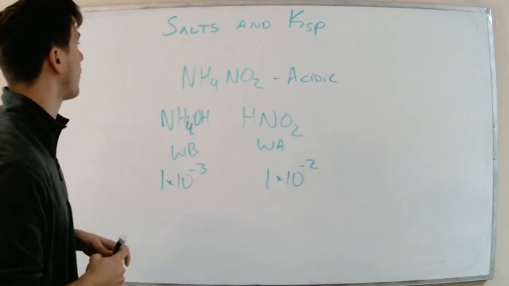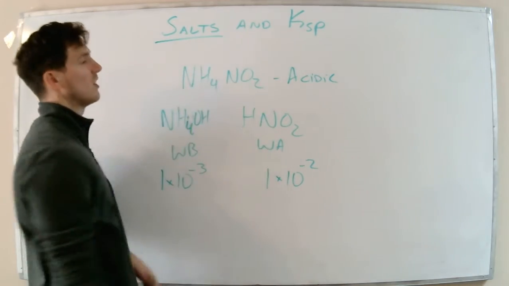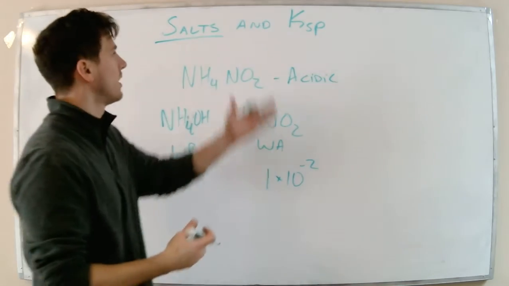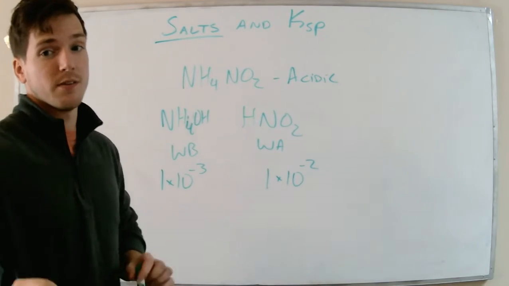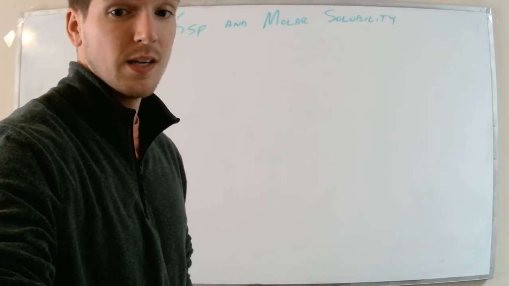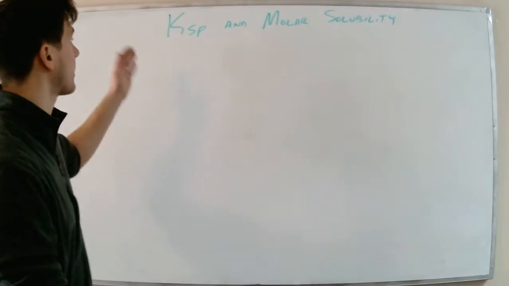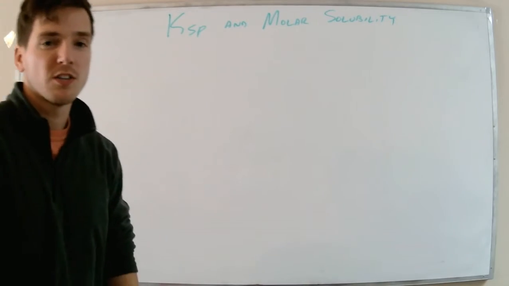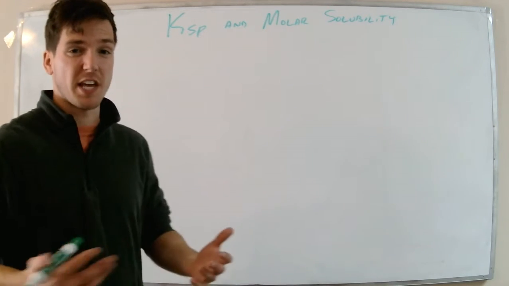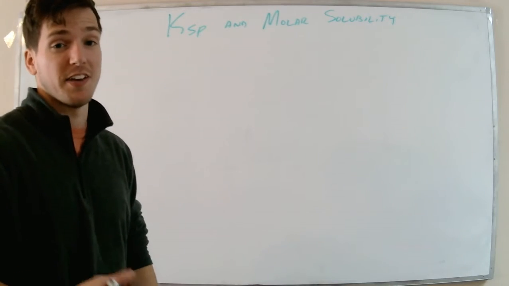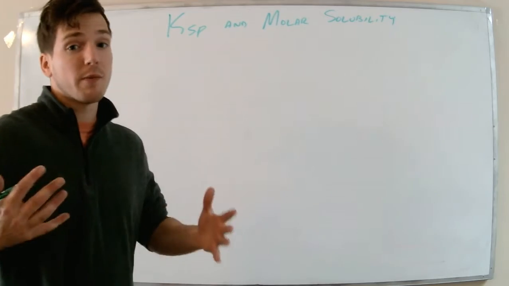So that is it for salts. Let's go on to the more mathematical topic, which is Ksp. All right, everybody. So again, we're talking about Ksp and molar solubility. Molar solubility is just a chemistry slang term for the concentration of a salt ion. So anyway, what is Ksp?